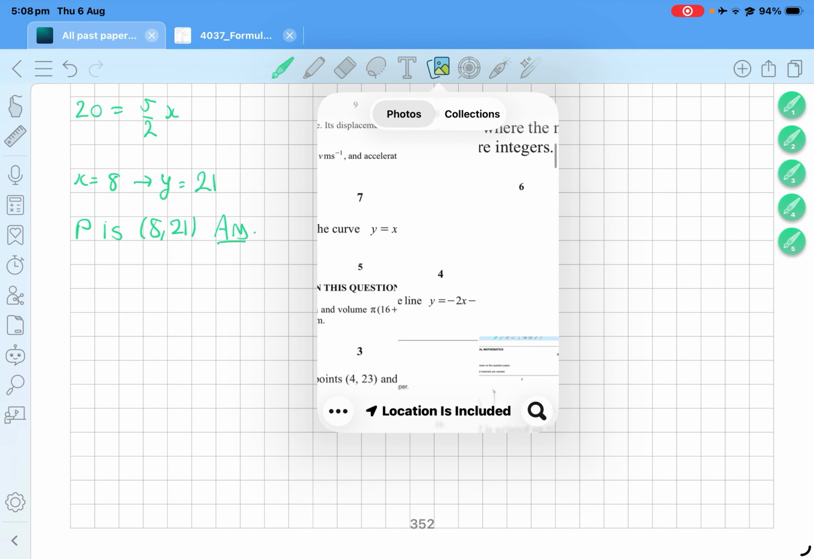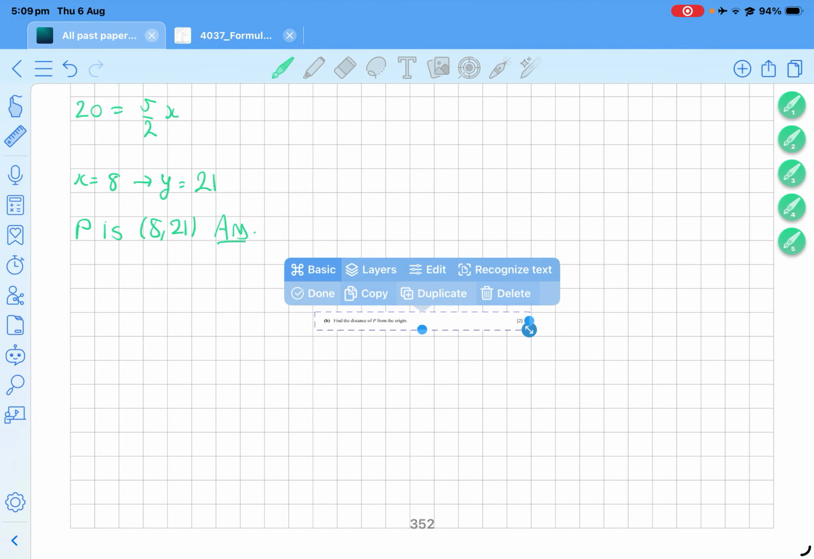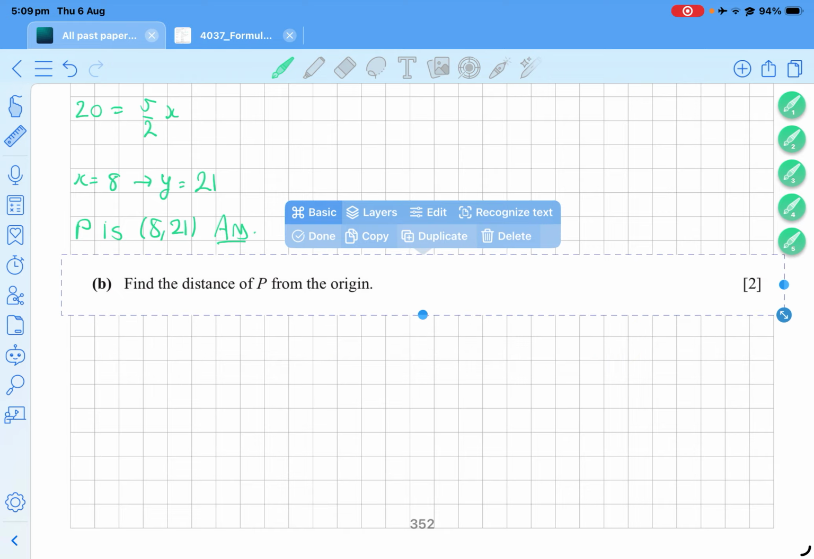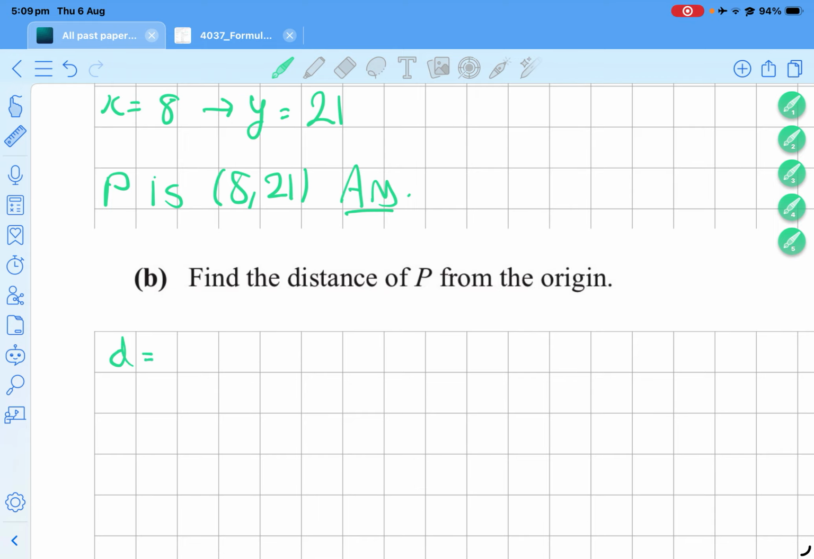Then coming to part B. Find the distance of P from the origin. So distance formula, what is the distance formula? The square root of x2 minus x1 whole squared plus y2 minus y1 whole squared. So how do you do this?